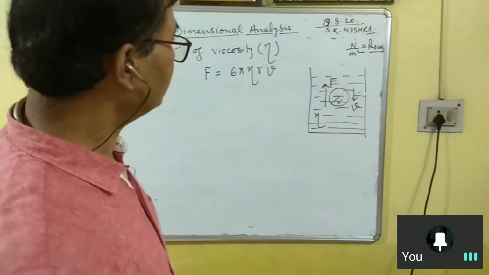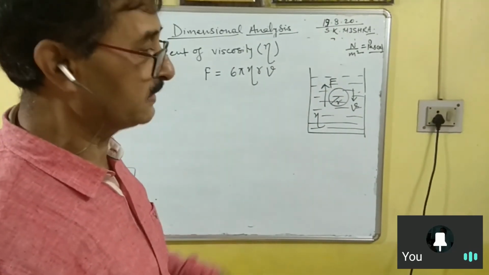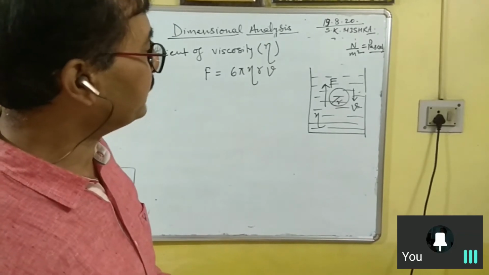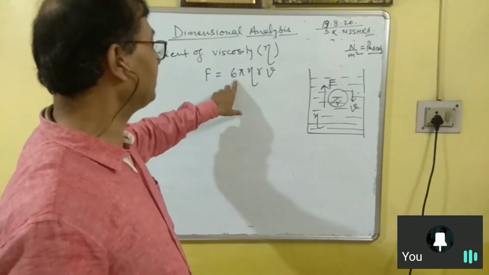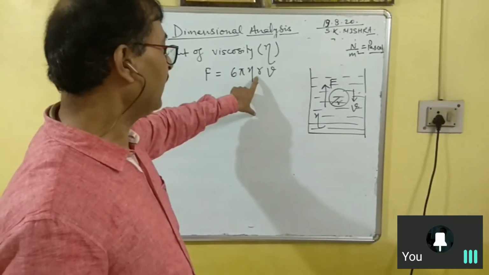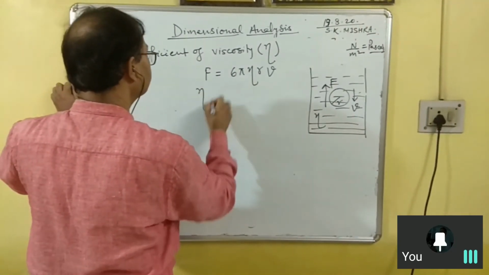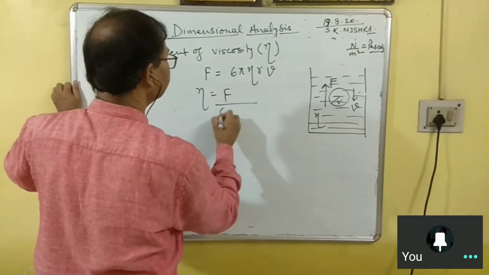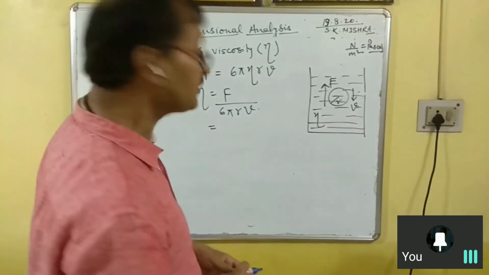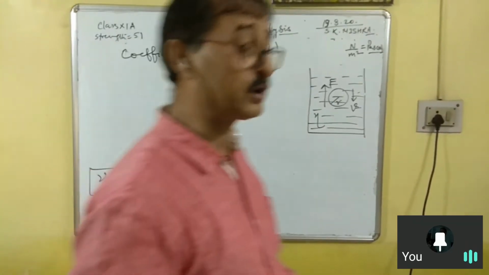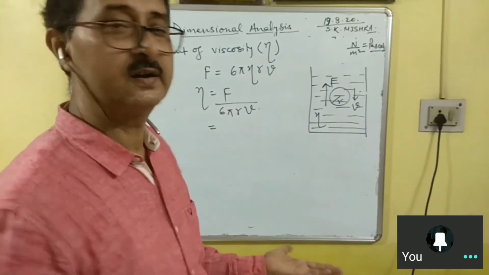So when you allow this spherical ball to sink or to move inside the liquid column, and suppose the velocity of that spherical ball is v at any instant, then viscous force F is given by 6 pi, it is a constant, eta r v. From this formula you can find the dimension of eta. So eta is equal to F by 6 pi r v. Remember, 6 pi will have no dimension because 6 is a number, a constant, and has no dimension. Pi is also a dimensionless constant.